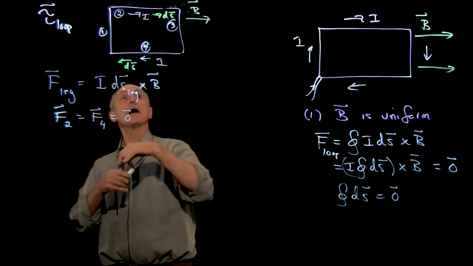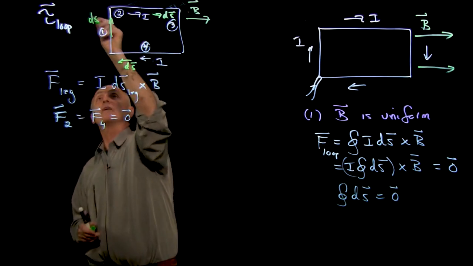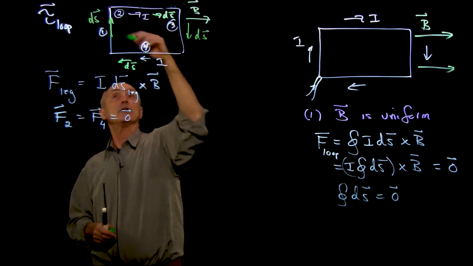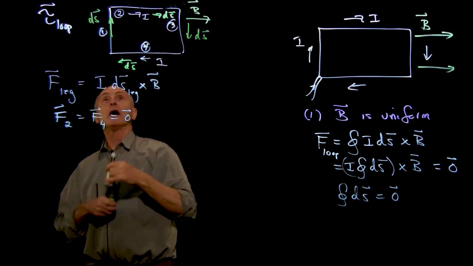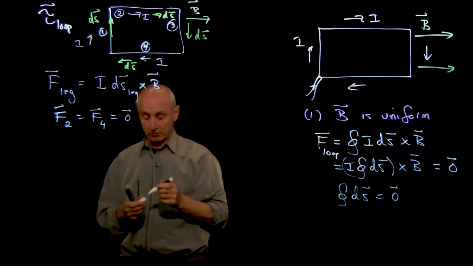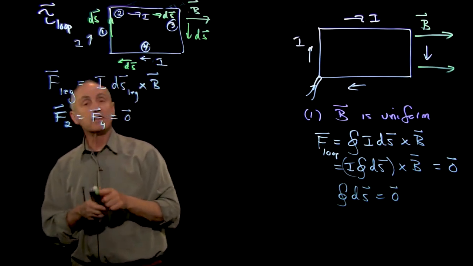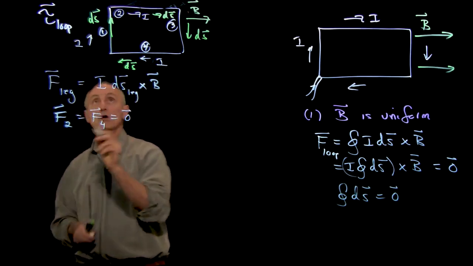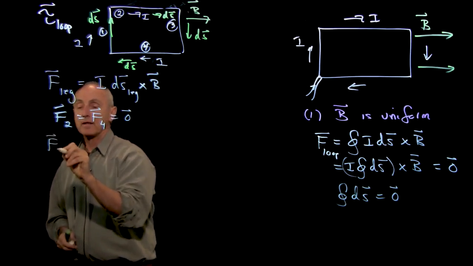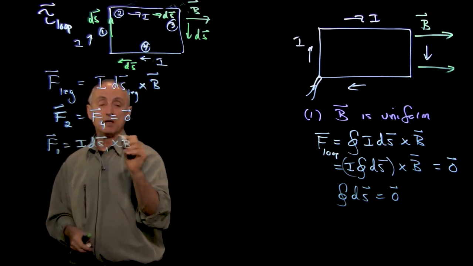Now, in leg 1 and leg 3, we do have forces because we have the ds going this way and a ds, say, going down that way in the direction of the current. And so what we want to do is calculate the forces on those two legs. Now, let's think about that calculation. So the force on leg 1 is equal to I ds1 cross B.